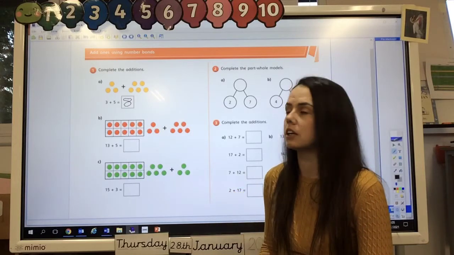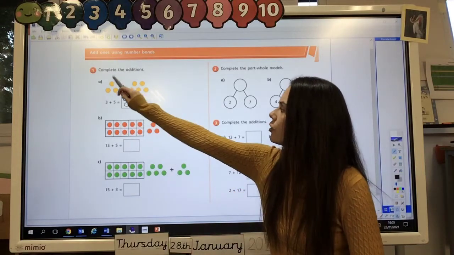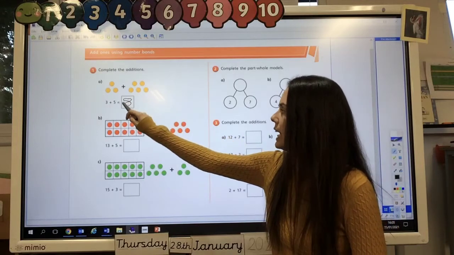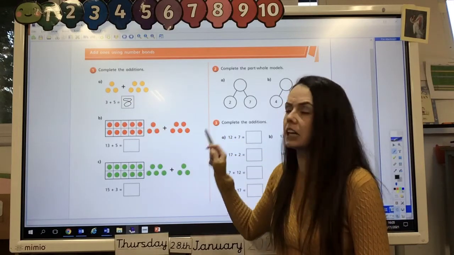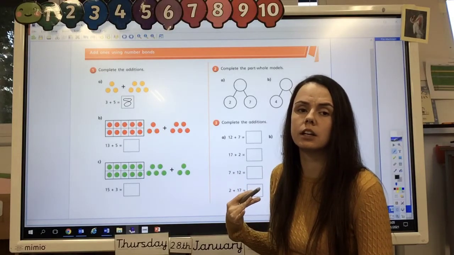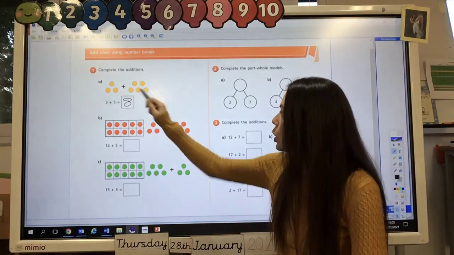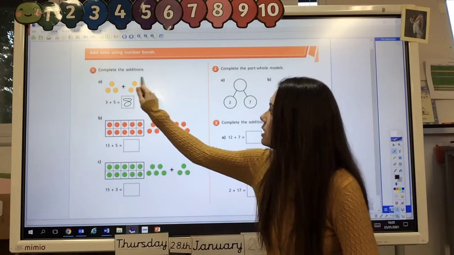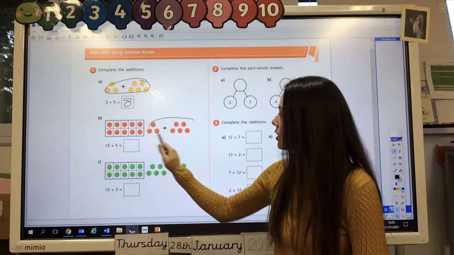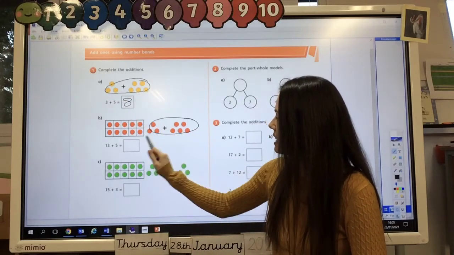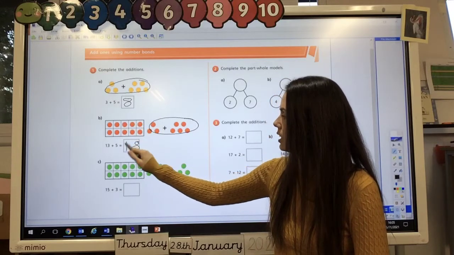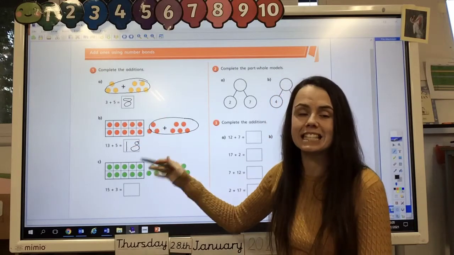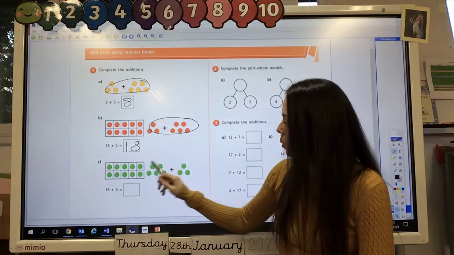What's 13 add 5? If 3 add 5 is 8, 13 add 5 must be 18, yeah, because this 3 and 5 is the same as this 3 and 5, and that makes 8, so this must make 8, and then what we need to do is add on our 10, which makes 18. What about here?